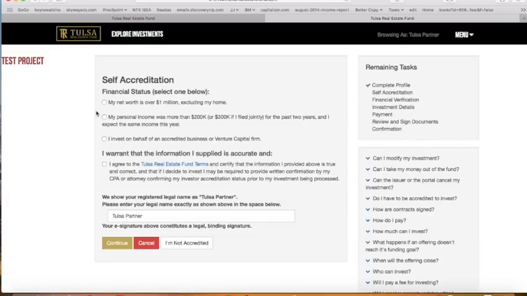Hey, I'm a non-accredited investor. Can I invest with you? We'll go through these questions. First question: my net worth is over $1 million excluding my home. If this is yes, go ahead and check. If not, move to the next question.